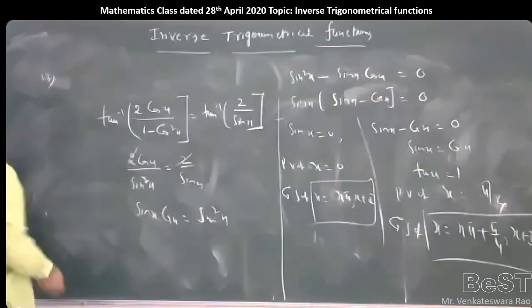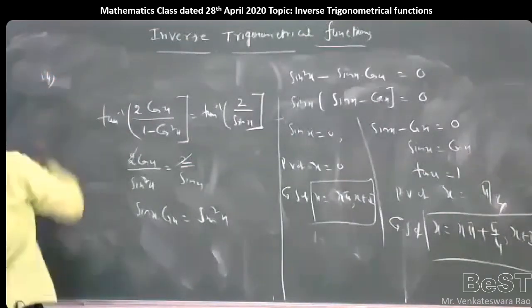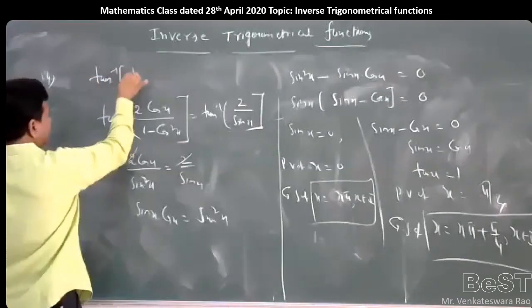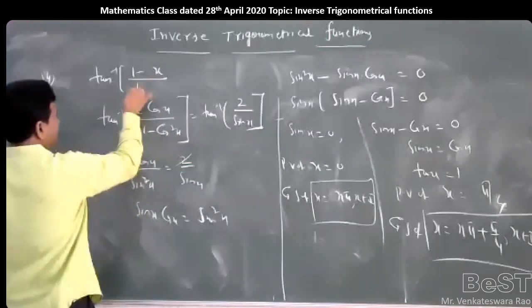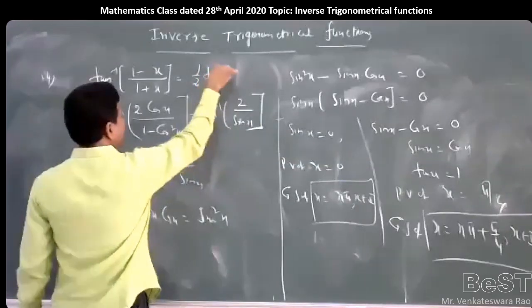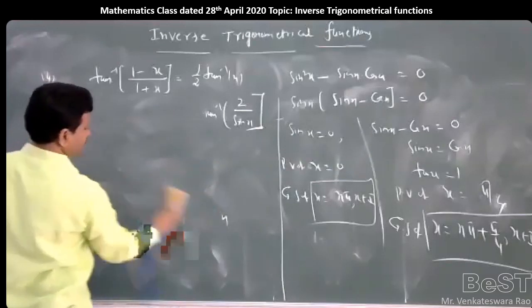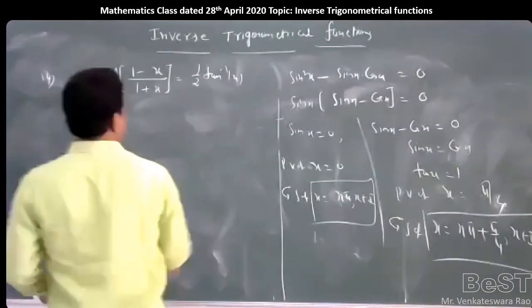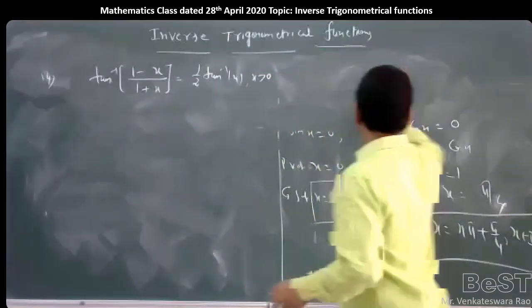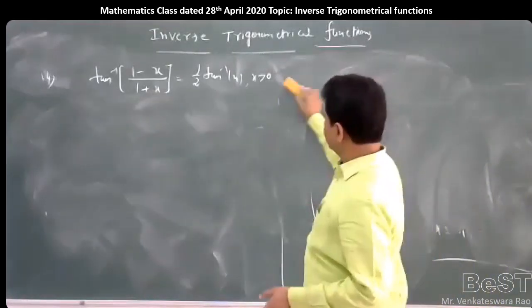See the 13th, 14th. Solve tan inverse of (1 minus x) by (1 plus x) is equal to 1 by 2 tan inverse of x. Solve for x value greater than 0. Find the x value greater than 0. Simple problem, try yourself.